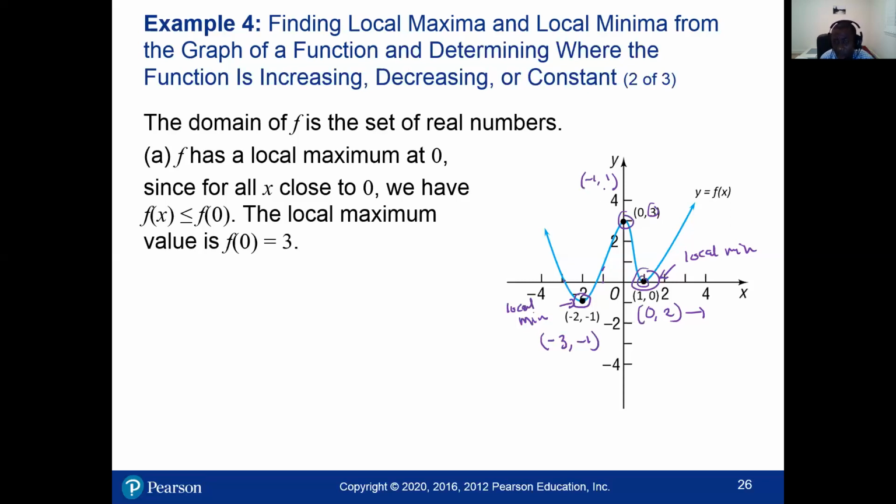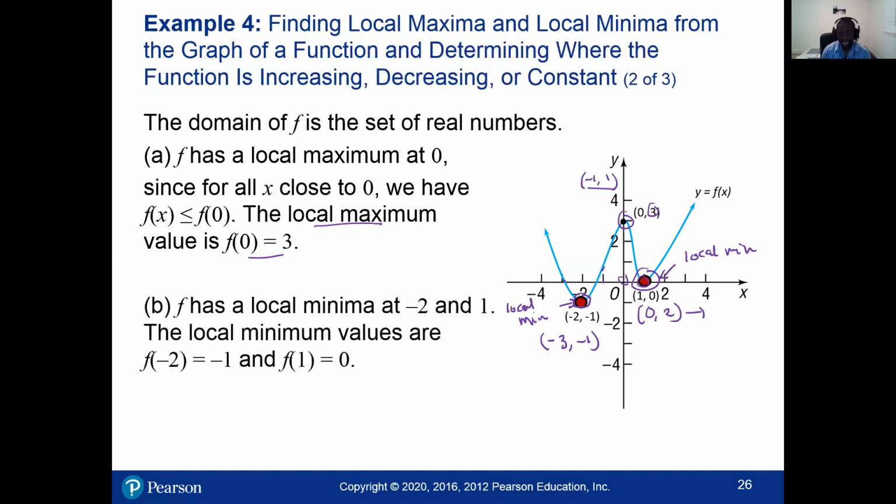Therefore, there's a local maximum. This question says that f has a local maximum at x equal to 0 because f of x is less than or equal to f of 0 for any value of x in that open interval -1 and +1. And therefore, the local maximum value is f of 0, which is equal to 3.